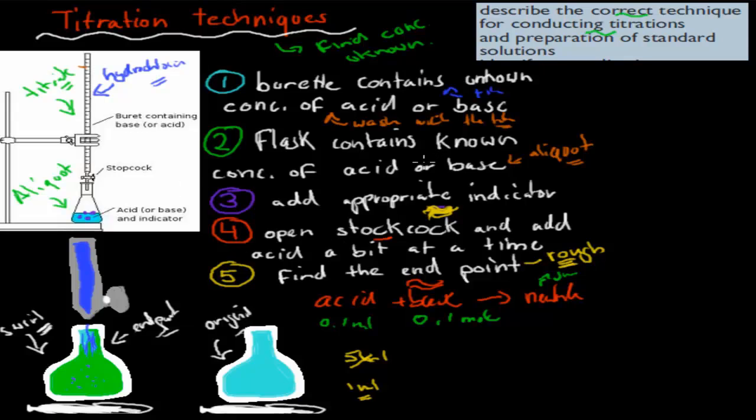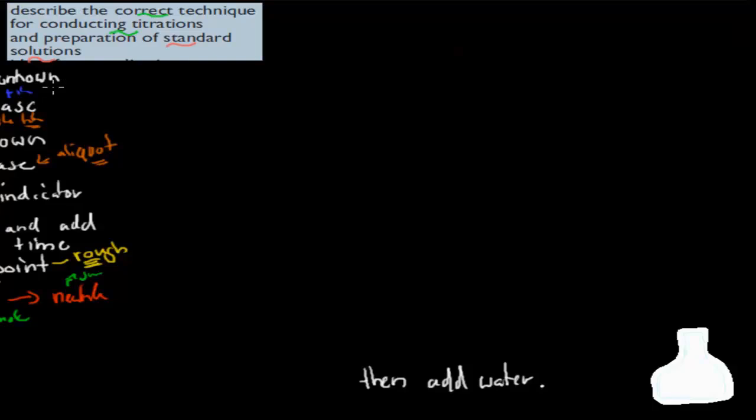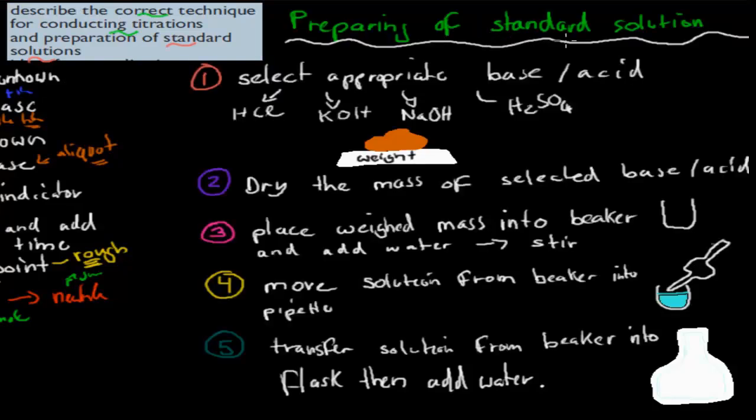And that was a titration technique, but we still have to figure out how we actually do the rest. So it says we need to have a flask which contains known concentrations of acid or bases. We still have to do that. We still have to make a known concentration of acid or bases, and that's often called our standard solution. And that's what we're going to do now. We're going to do a standard solution. How to do that? So it says preparing of a standard solution.